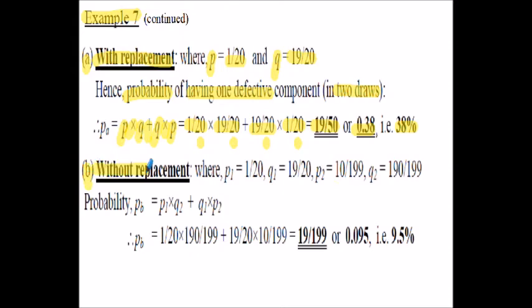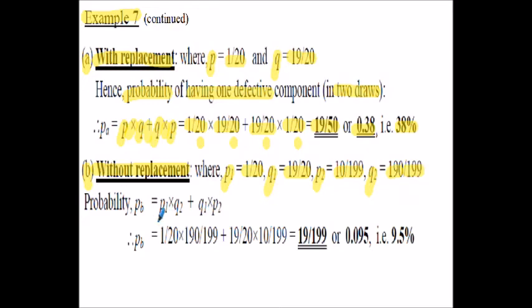Part B is without replacement. So for our first draw, P1, the probability of drawing a defective component is 1 upon 20, and Q1, the probability of drawing a non-defective component, is 19 upon 20. However, because this is without replacement, the probability of drawing a defective component P2 on the second draw is 10 upon 199. The batch size has reduced from 200 down to 199. And the probability Q2 of drawing a satisfactory component on the second draw is 190 divided by 199.